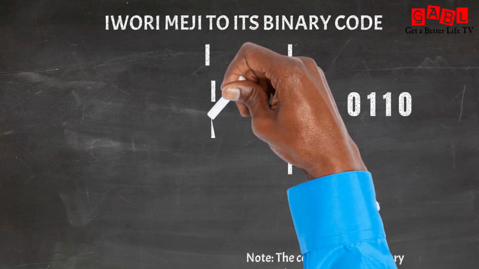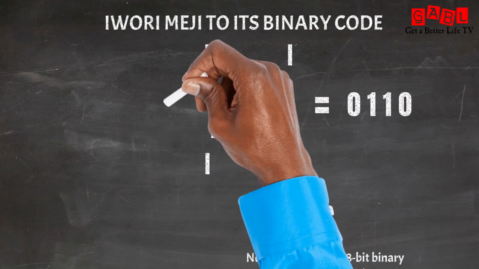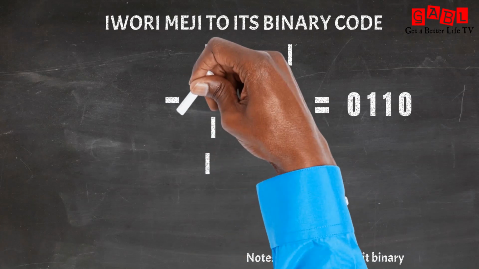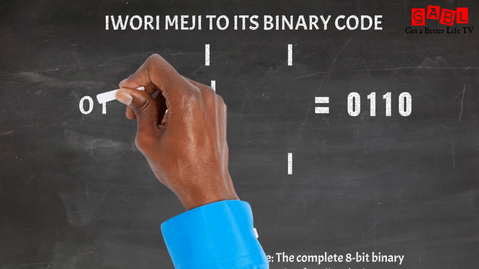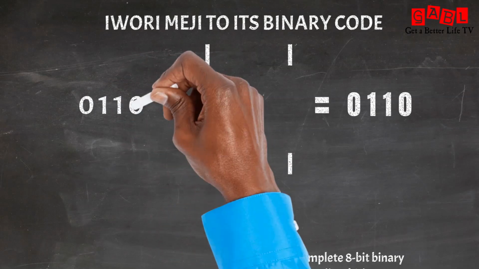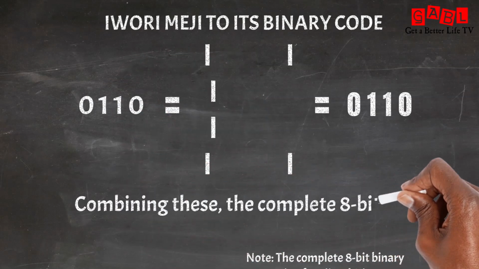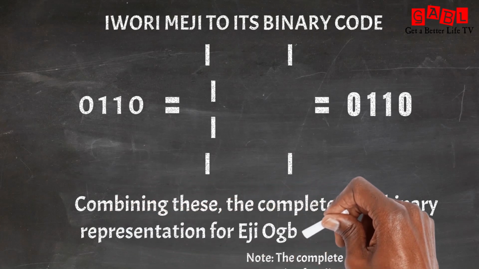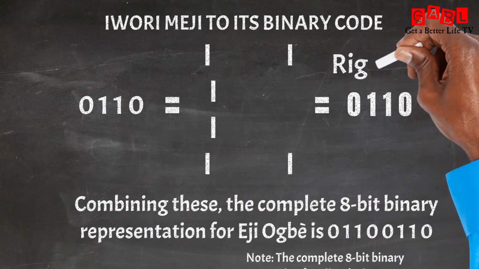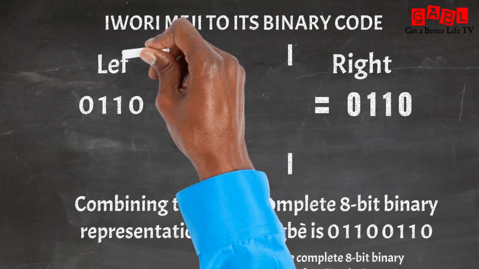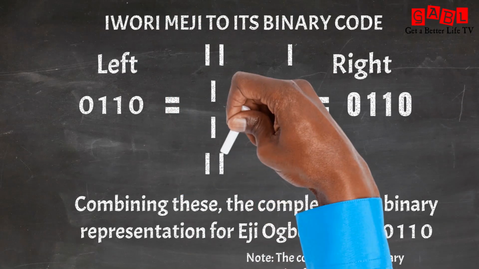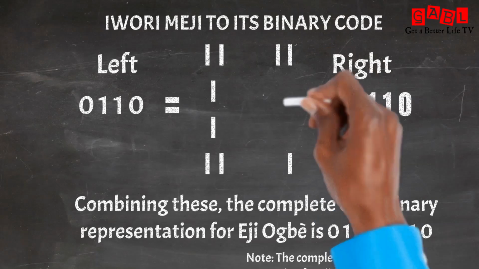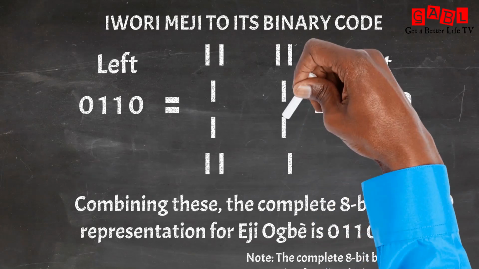The left column also has double line, single line, single line, double line. This also translates to 0, 1, 1, 0. Combining this, the 8-bit binary representation for Iwori Meji is 0, 1, 1, 0, 0, 1, 1, 0.